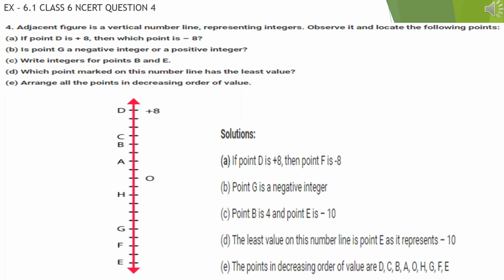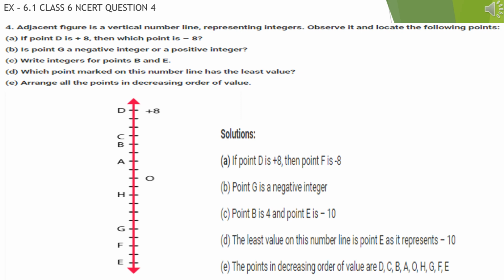B part. Is point G a negative integer or a positive integer? As we can see in the number line, above point O we have positive integers and below point O we have negative integers, and G lies below point O, so it is a negative integer. C. Write integers for point B and E. As we can see in the number line, B lies 4 steps above point O, so it represents 4, and E lies 10 steps below point O, so it represents minus 8.